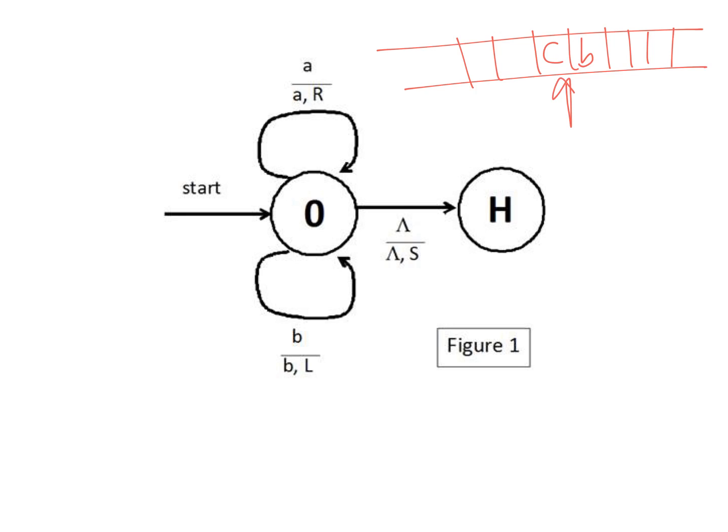Right, tape head starts here. We see the letter C. There are no transitions that let us do a C, right? So, boom, we're done. We fall off the Turing machine. We cannot do anything else, right? We're stuck. And so CB fails.